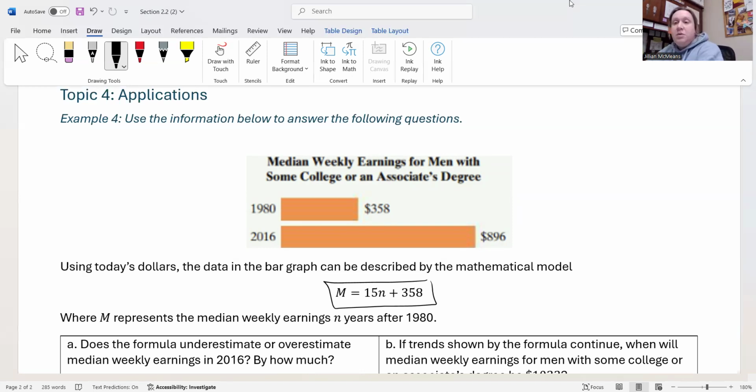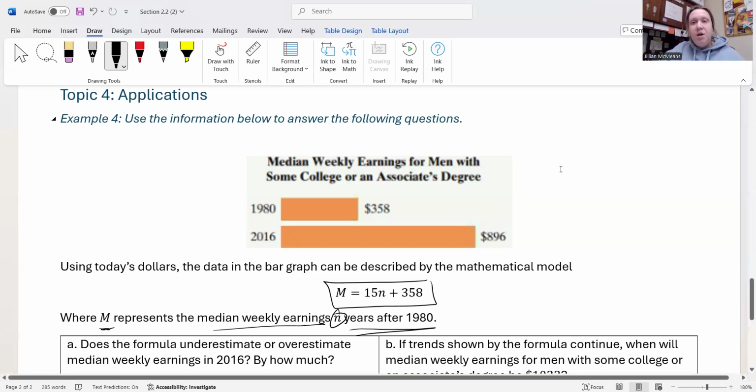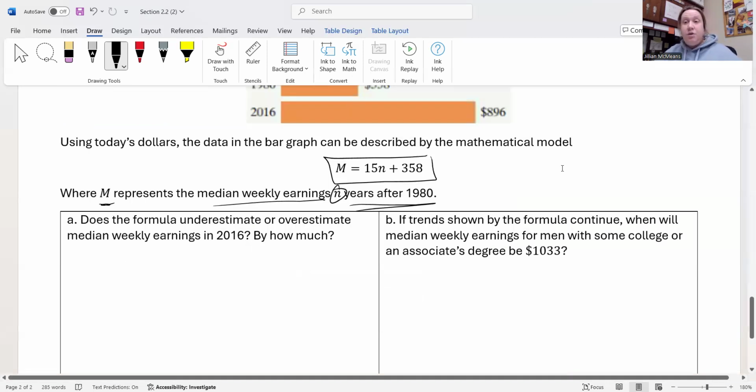So we have M equals 15N plus 358, but let's read to see what those variables mean. We're told that M represents the median weekly earnings, and N is the years after 1980. So if N was 1, that would represent 1981. If N was 5, that would represent 1985. If N was 10, that would represent 1990. So be really careful with your N. Then let's go on and do part A here.